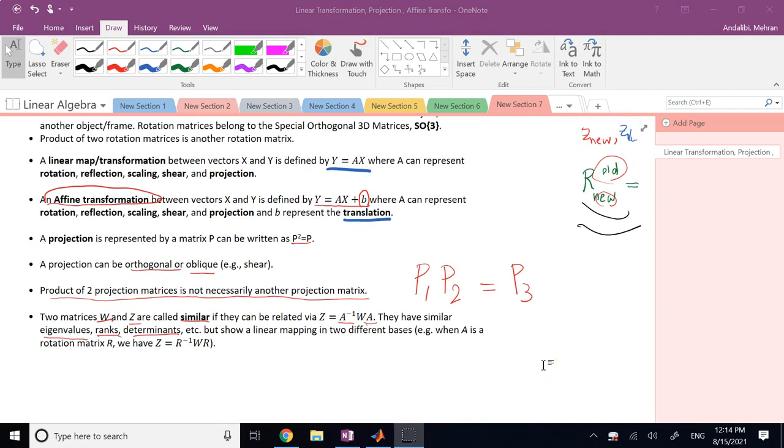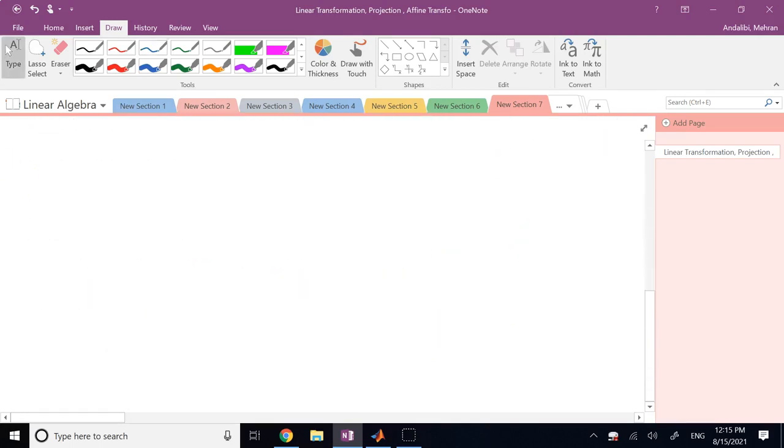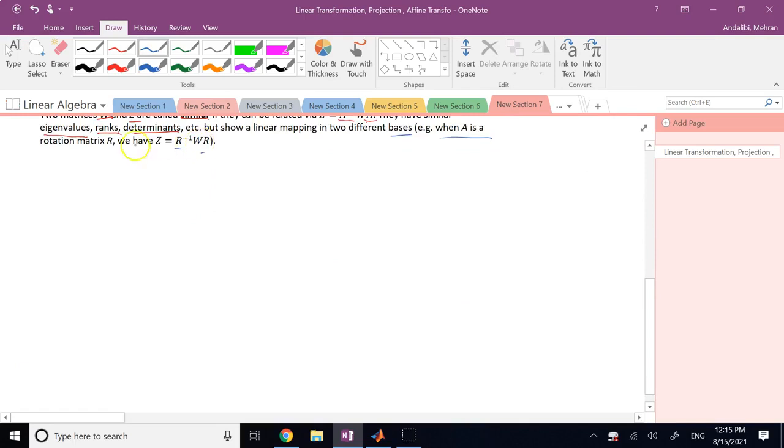Now you might say, okay, what's the use of this? Why should I do that? Well, in many cases, especially when that A matrix is a rotation matrix R, that is what we call change of the base, or showing a matrix with respect to one frame, then changing it to show with respect to another frame. Like what? One of the cases is when this matrix W or Z is the inertia matrix.